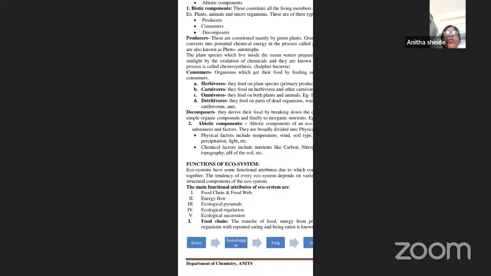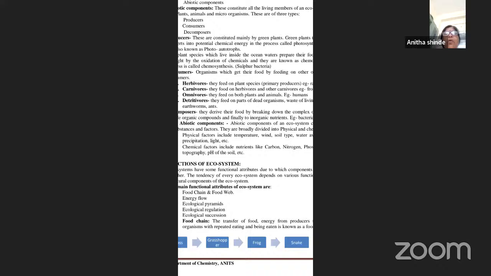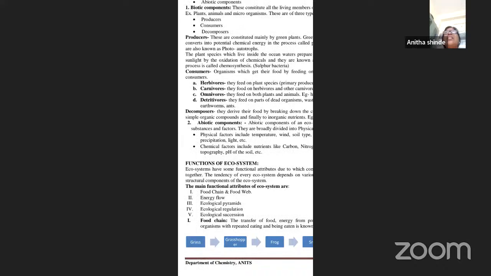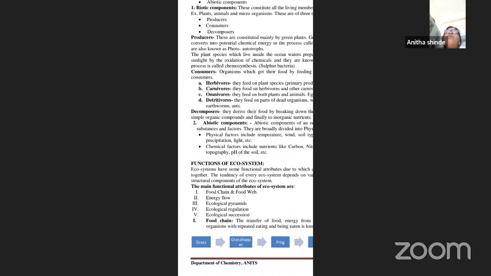And the last one is the decomposers. Decomposers derive their food by breaking down complex organic molecules into simple organic compounds and finally into inorganic nutrients. Decomposers feed on dead organic tissue. Here you have bacteria, microorganisms actually. They feed on the dead organic matter and derive their food, breaking complex organic forms into simple organic compounds and finally inorganic nutrients. That is why they are called decomposers. Examples are bacteria and fungi.